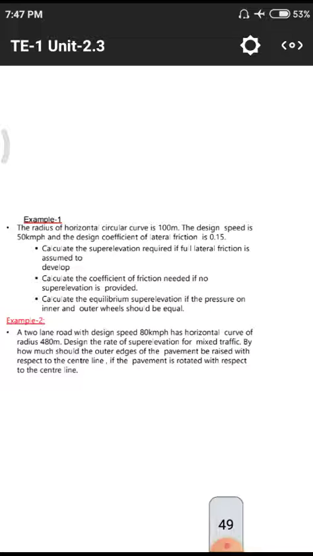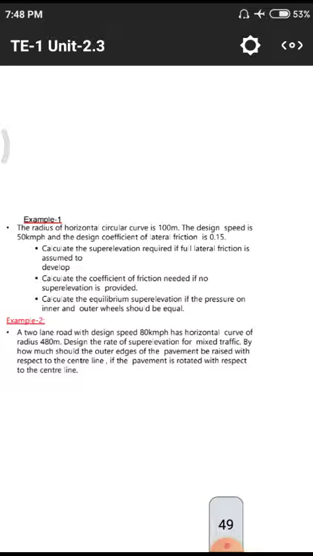In the second condition they are asking to calculate the coefficient of friction needed if no super elevation is provided. That means we simply take the E value equal to 0, and we have the V value and R value. We have to calculate F equal to V square by 127 R or 225 R. In the problem we have speed in kmph, so F equal to V square by 225 R is the formula we need to substitute.